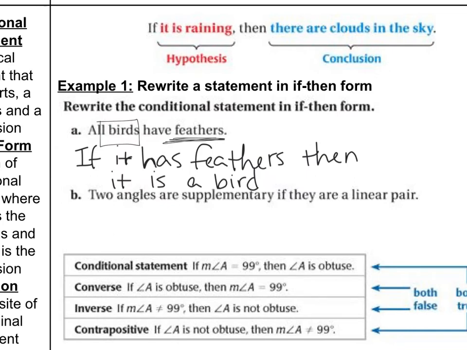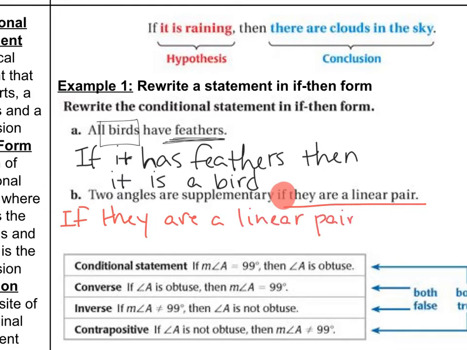Let's rewrite it as an if-then statement, and it says two angles are supplementary if they are a linear pair. Sometimes it's nice and easy to see when you have an if. Wow, that doesn't highlight very well. Let's try a different color there. If you already have the word if there, then your if statement will follow right after it. So simply just rewrite: if they are a linear pair, then two angles are supplementary.